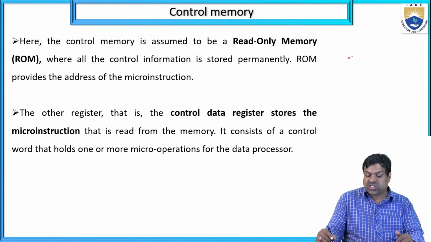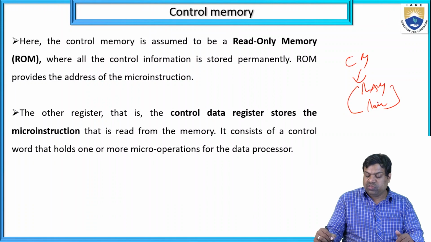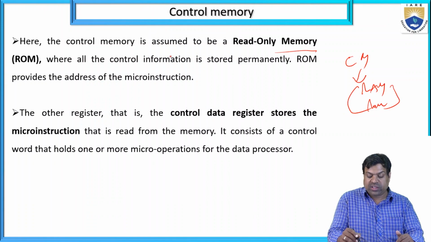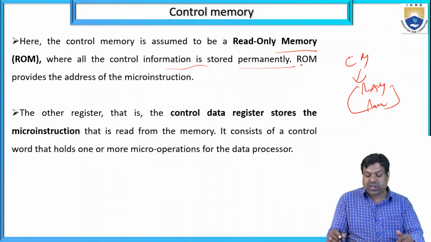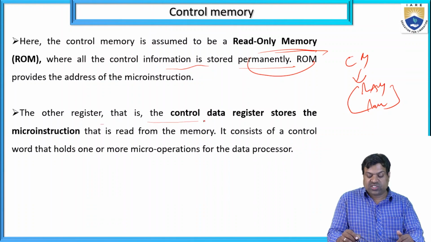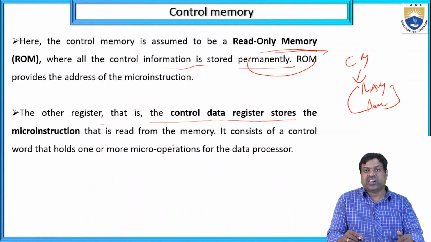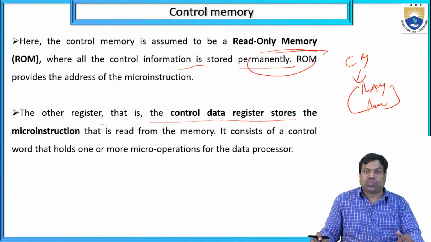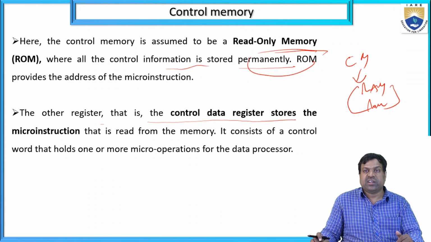So, already we discussed that the control memory is of two types, RAM and ROM. So, which memory do we have to use? If I'm taking the ROM, the control information is stored permanently. Temporarily means I'm going for the RAM. So the other register is the control data register, to store micro instructions that are read from the memory, and it consists of a control word that holds one or more micro operations for the data processor.